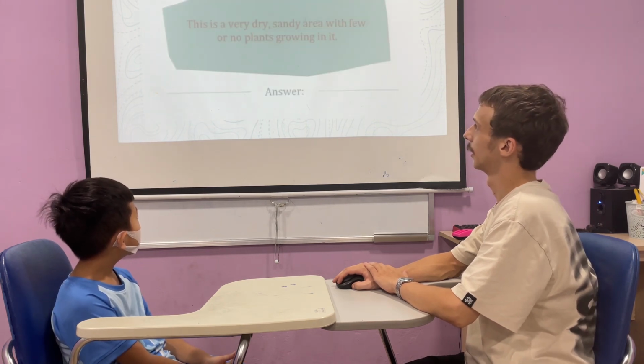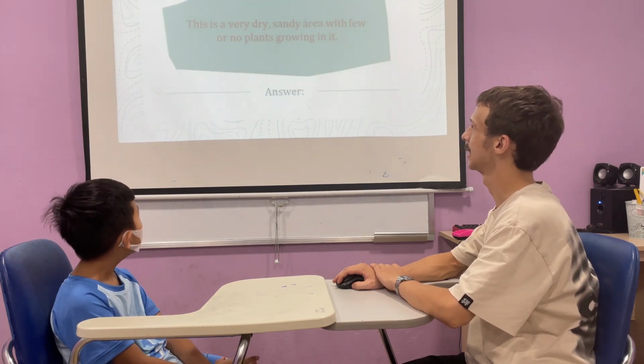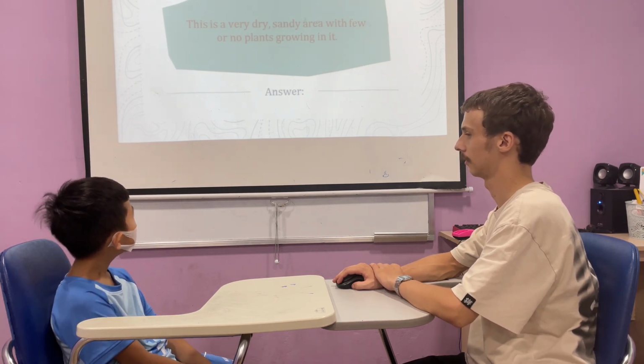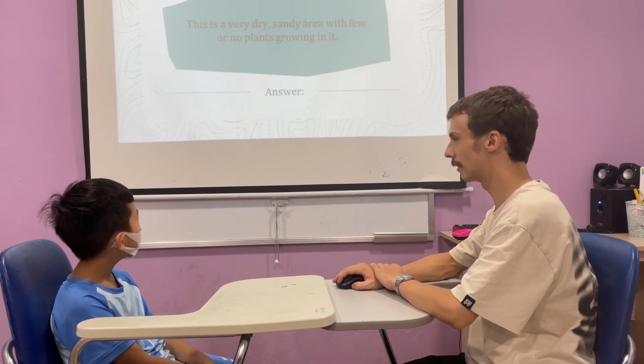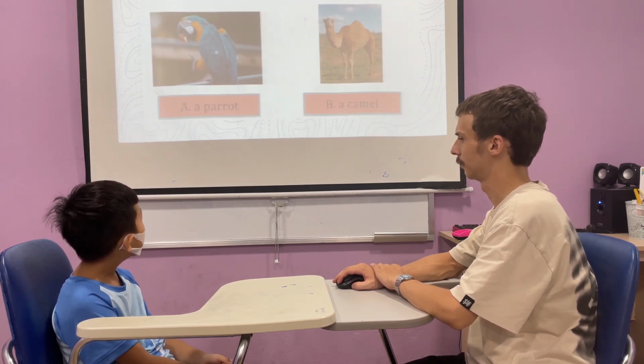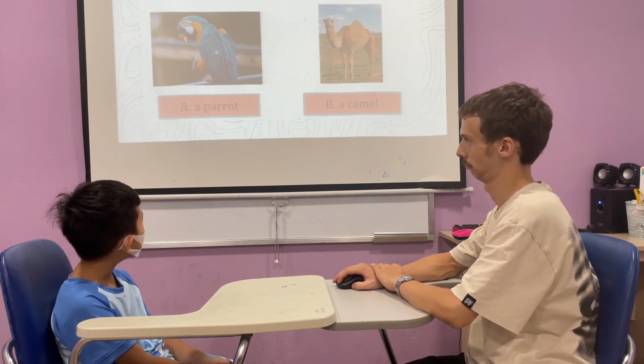Nice word. This is a very dry, sandy area with few or no plants growing in it. It's a desert. A desert, nice job. What animals live in the desert? A camel lives in the desert.